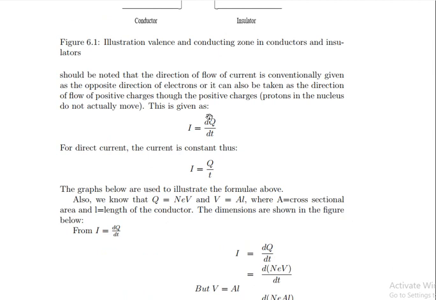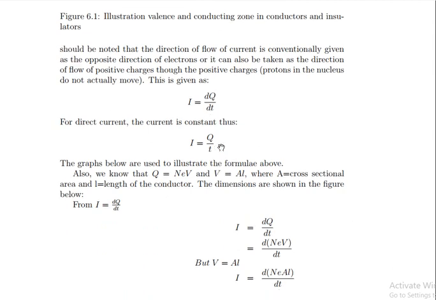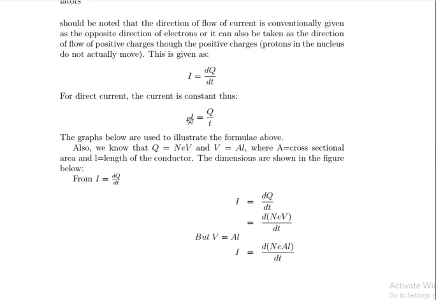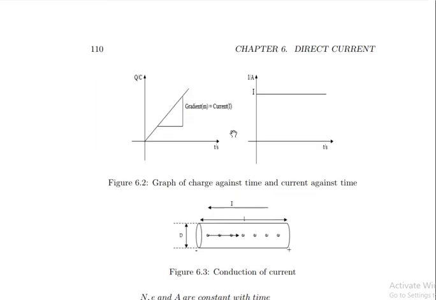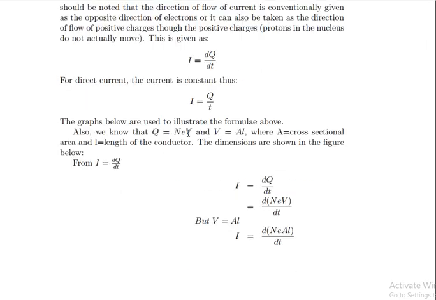So this I is equal to dQ over dt, because that is what we initially defined as the rate of change of charge with respect to time. Now if the current is constant, it implies that it is going to be the charge over the time. So again, we initially said that Q is equal to nEV, where n is the number of electrons per unit volume, E is the charge of one electron, times V. This formula was already found, and this V we say is equal to AL.